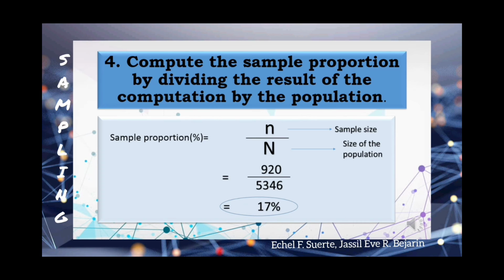Step 4. Compute the sample proportion by dividing the result in number 3 by the population. So this is the sample proportion: small n, which is the sample size, over capital N, which refers to the size of the population. Let us put the equivalent numbers, then divide. The answer is 0.17 or 17%.